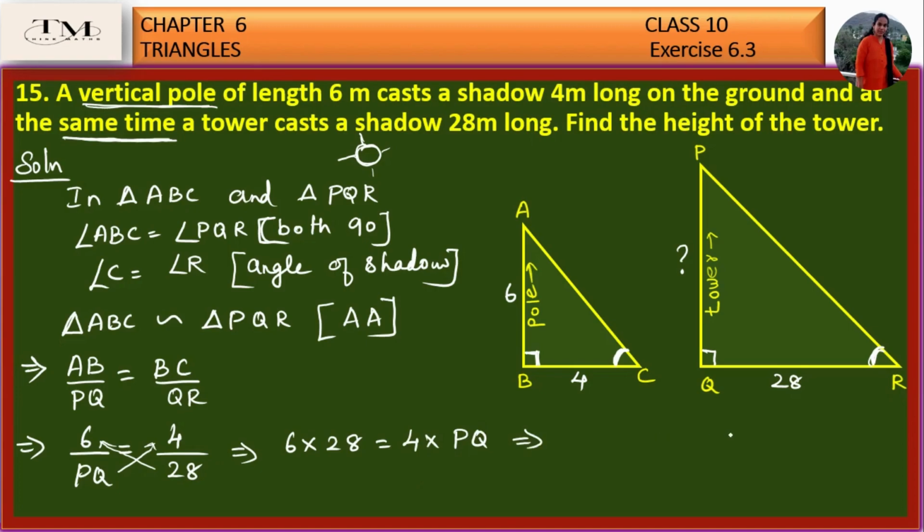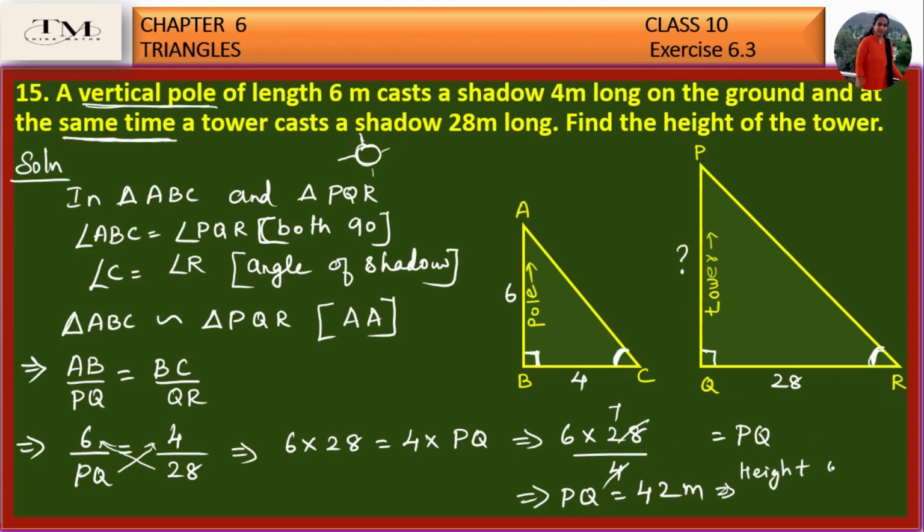So keep this PQ as such. And 4 is in multiplication, so bring it to the denominator, that is in division. So 6 into 28 divided by 4. So it is 1 fourth, 7 fourths are 28. So PQ will be equal to 42 meter. It is given in meter. So PQ is equal to 42 meter. So this means height of the tower. Height of the tower is PQ. So height of the tower is equal to 42 meter.